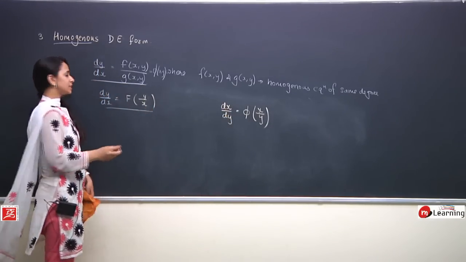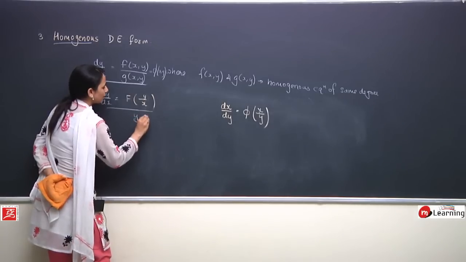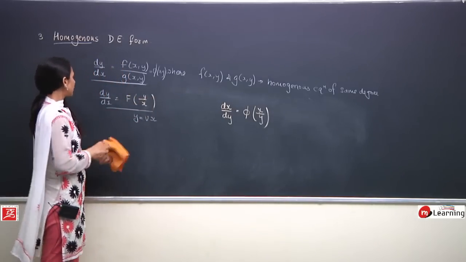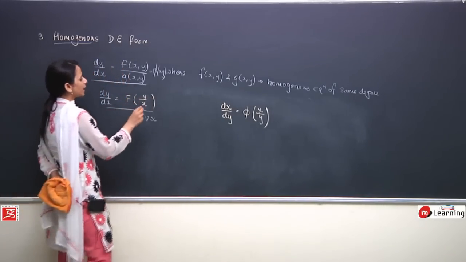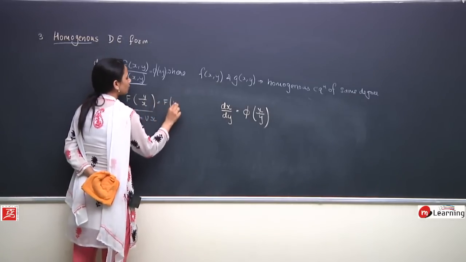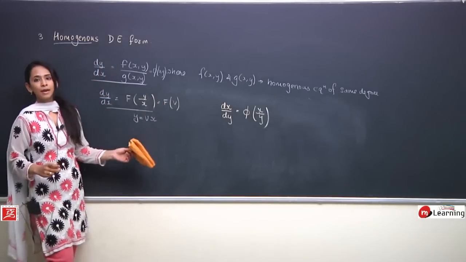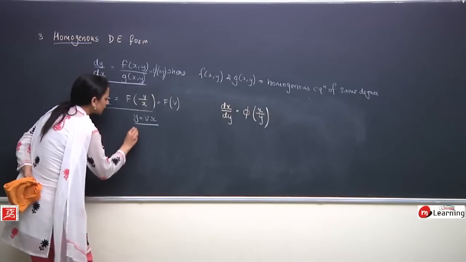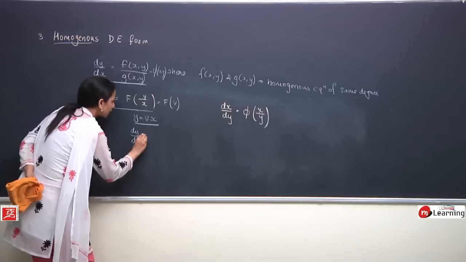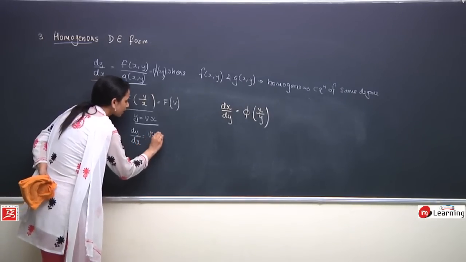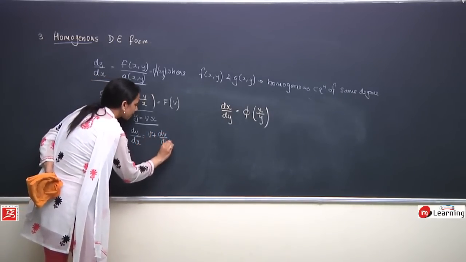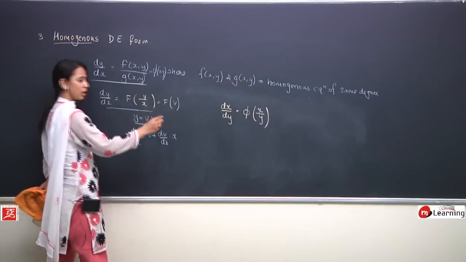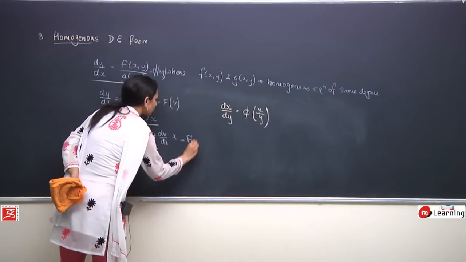So let us say y is equals to vx, or I can say y by x equals to v. So I can say my dy by dx which is equals to f of y by x is equals to f of v, because we have substituted y by x is equals to v. So now let us differentiate this equation. So यहाँ से differentiate करेंगे तो I'll get dy by dx is equals to v plus dv by dx into x. And I know dy by dx is equals to f of v.